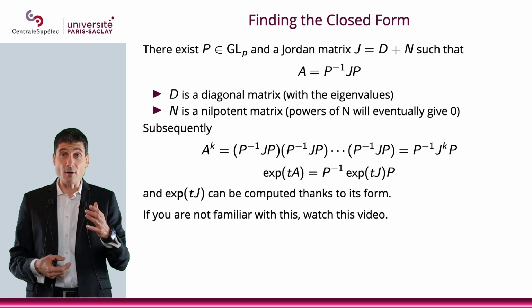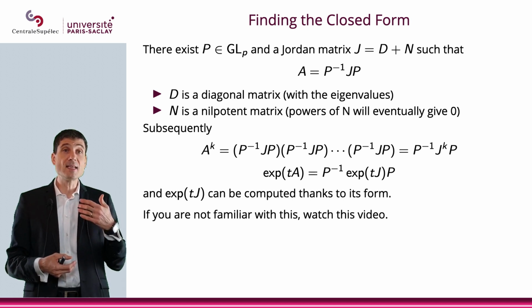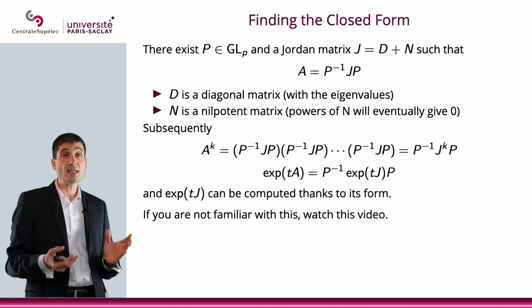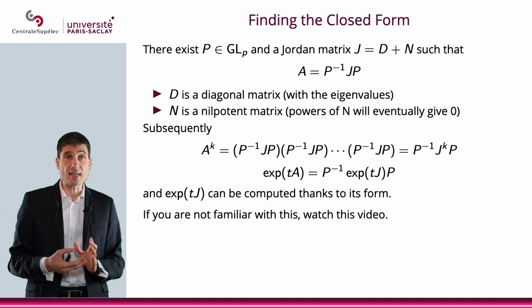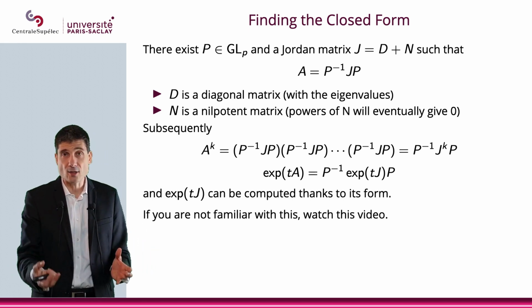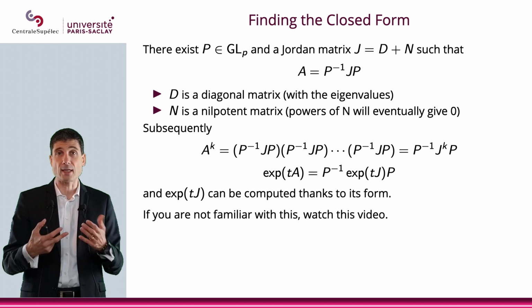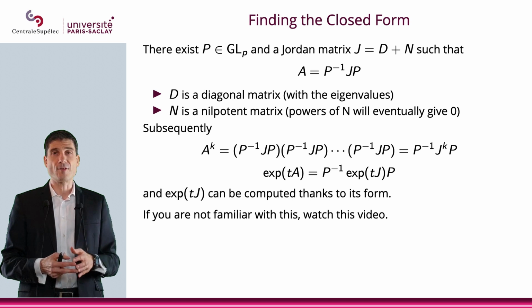And now what you can do is compute, in a pretty easy way, exponential tJ, because J is a Jordan matrix, which is a sum of a diagonal matrix and a nilpotent matrix. So that will actually be way easier to compute the exponential of this matrix.